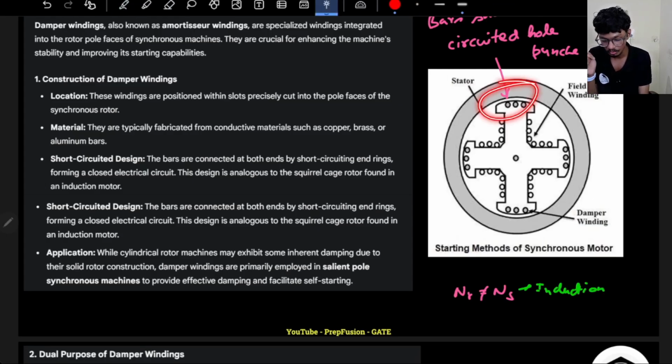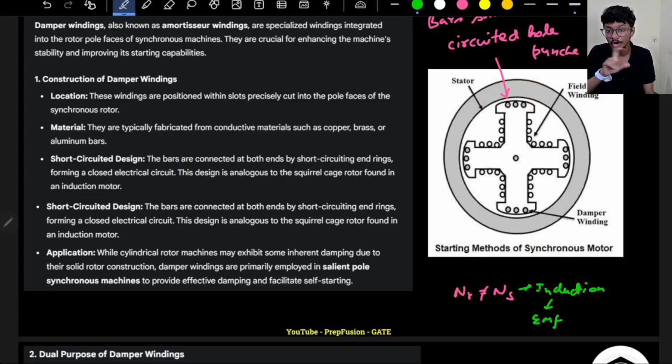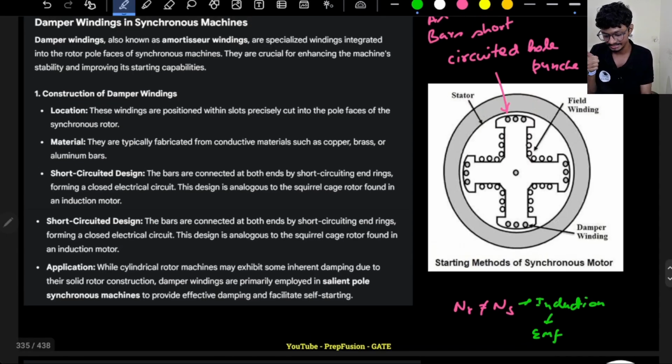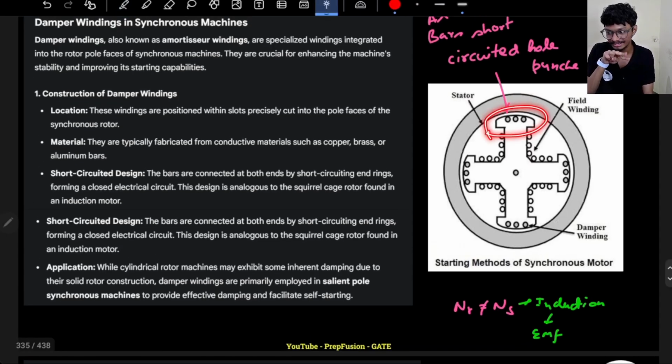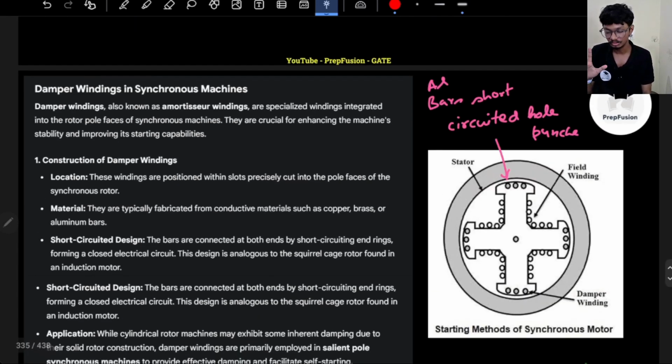If the flux cuts the rotor bars, there will be an induced EMF, and that induced EMF will oppose the cause. What is the cause? The cause is that the speed of the rotor and the stator field is not the same. That's why there is flux cut, right? So a current will be induced, and that current will induce a torque such that it opposes the oscillations. That is what our damper windings will do. That's the summary, the bottom line. Nothing else you need to understand.